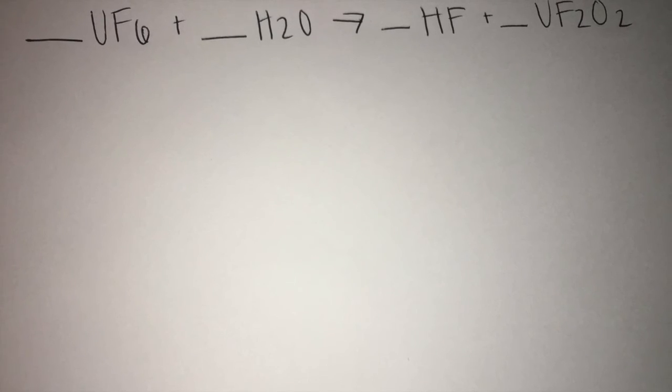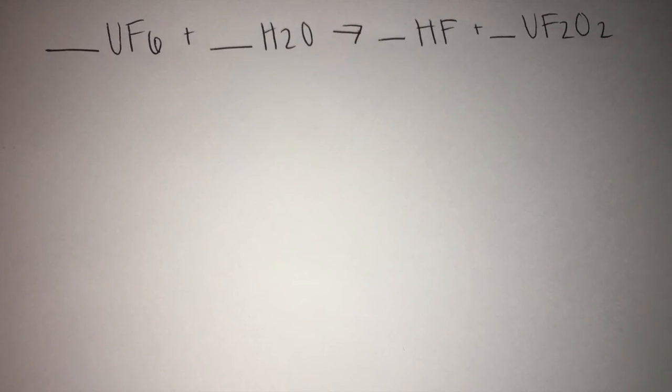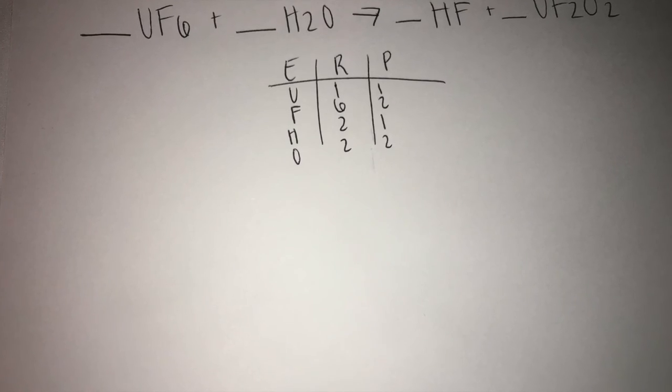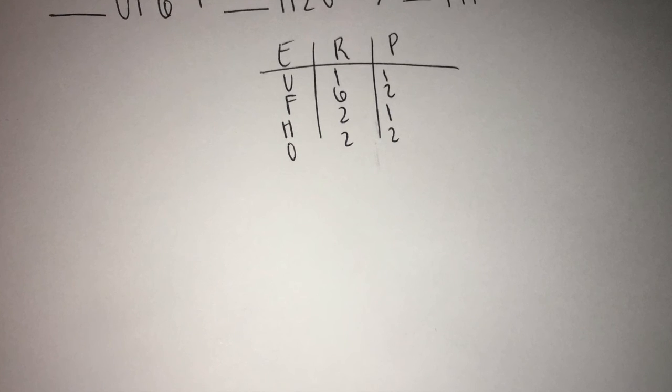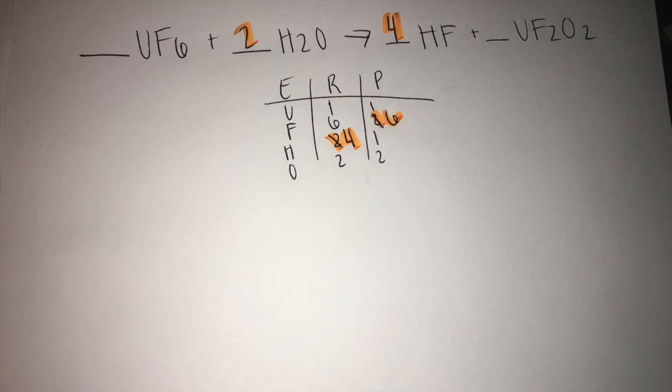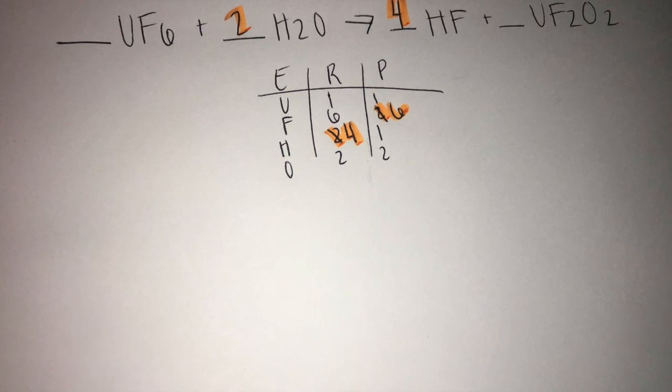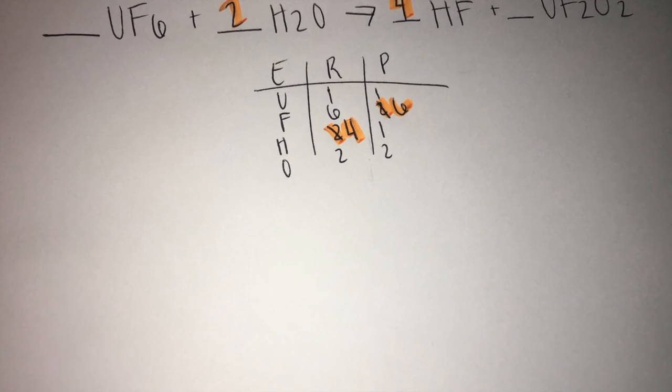The final part of this question asks us to write a balanced chemical equation for this reaction. So I use the ERP method to balance the equation. The final balanced equation is uranium fluoride plus 2H2O yields 4 hydrogen fluoride plus UF2O2.